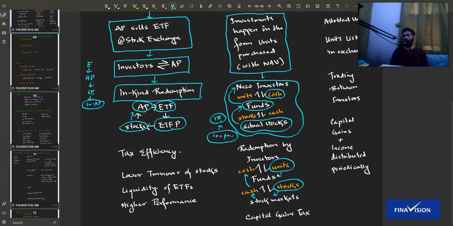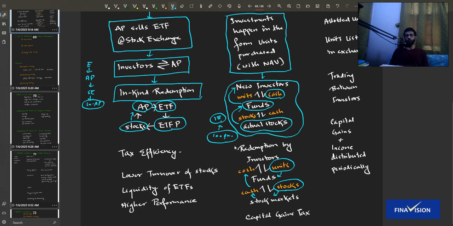Whatever returns are there, whatever exit loads are there, that depends on the conditions. But this is how the basic operation happens. The investor returns the units to the fund, the fund sells the underlying stocks in the stock market, cash is generated, and that cash is handed over to the investors in return.